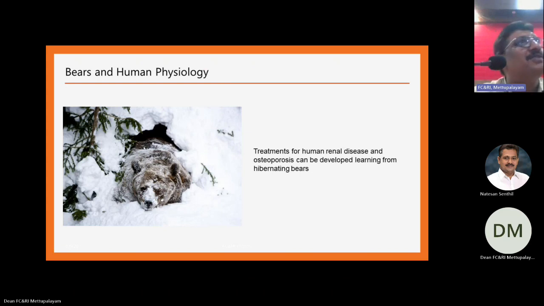If you know how they do this, how do they bring it back to the bloodstream, and in the bloodstream, how do they break it down into amino acids and do this? Research is going on this.